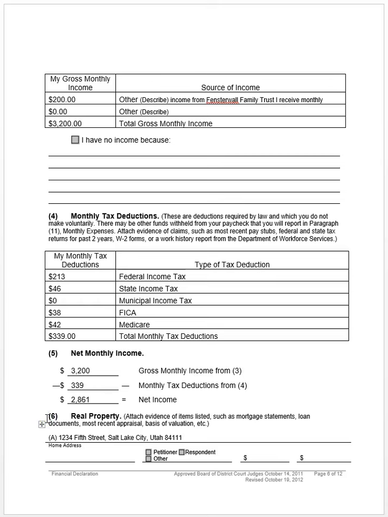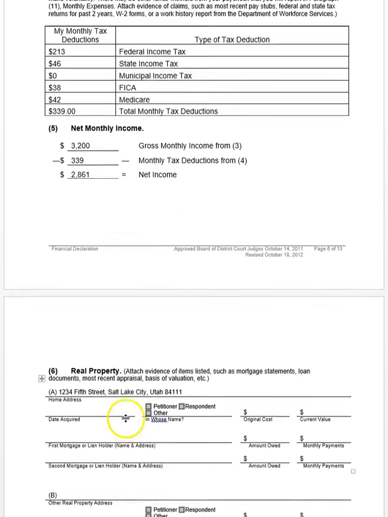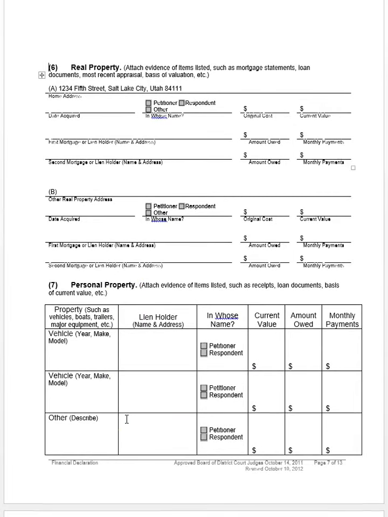I'm going to break and bring that down to the next page so you can see the entire paragraph. So it's asking me the home address and then the date it was acquired. So let's assume that it was just acquired on January 5th or 4th, 2010. Again, those little gray check boxes. In whose name? See that there? It's asking whose name it's in. Is it in my name? Am I the petitioner? Am I the respondent? Or is it in the name of both?